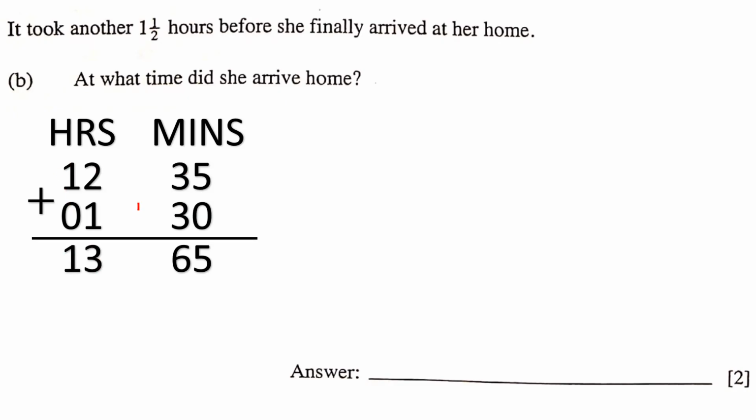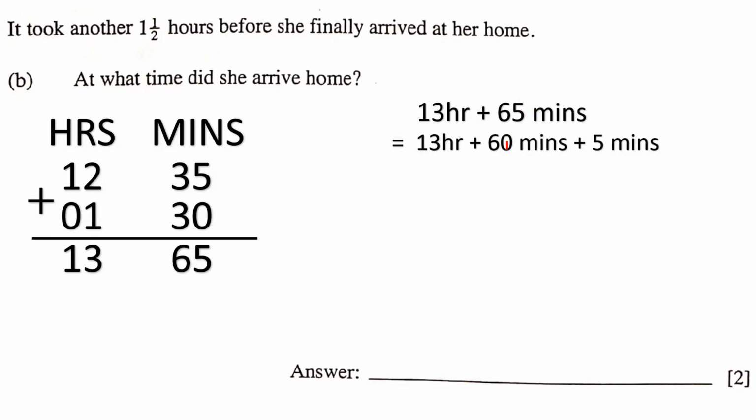And so what time did she arrive home? Well, she arrived home at 13:65. But we don't read time like that. What does that mean? Let's break it down. We have 13 hours and 65 minutes. We can break 65 apart into 60 and 5. So we have 13 hours plus 60 plus 5. But what is 60 minutes? Well, 60 minutes is an hour. So we have 13 hours plus 1 hour, because 60 minutes is an hour, plus 5 minutes.